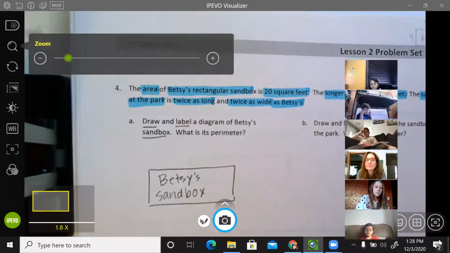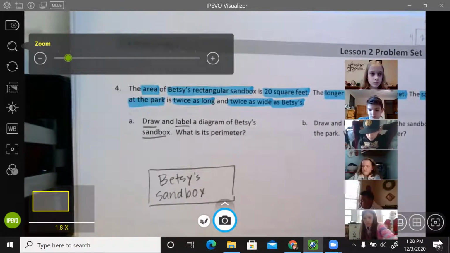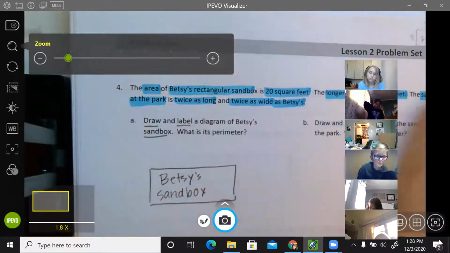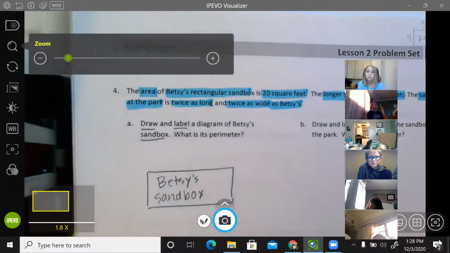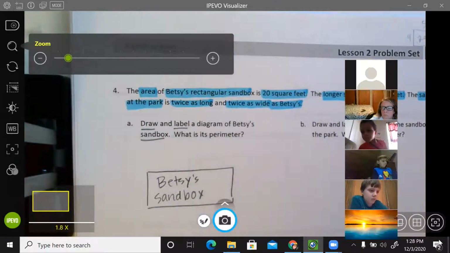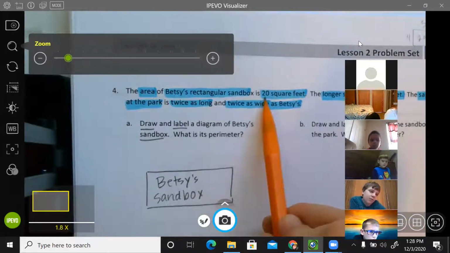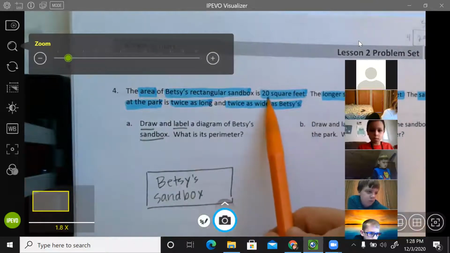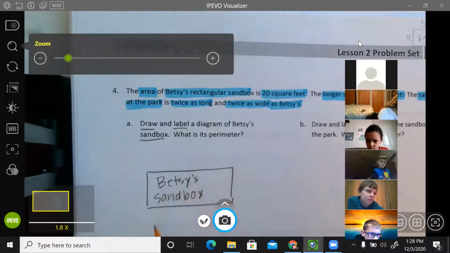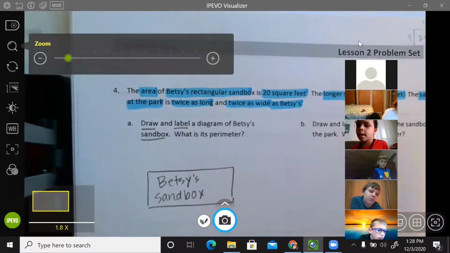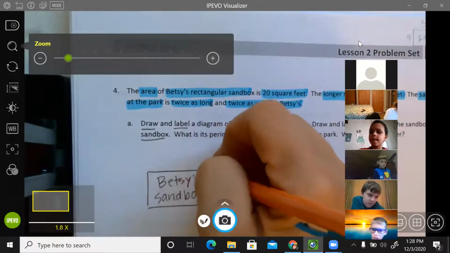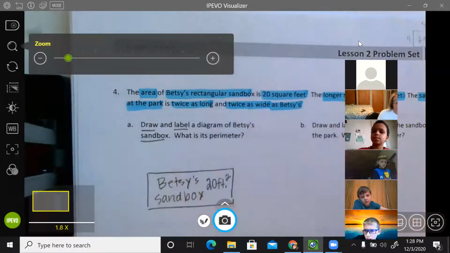Well, what do we know? Do we know any of the length of the sides? Do we know the area? Look back here in the story, and we're going to fill in what we know. The area of Betsy's sandbox is 20 square feet. Okay, so Carter, will 20 square feet go in the inside or outside? Inside. Okay, so we're going to label this 20 feet squared.